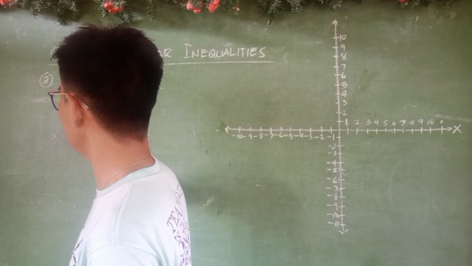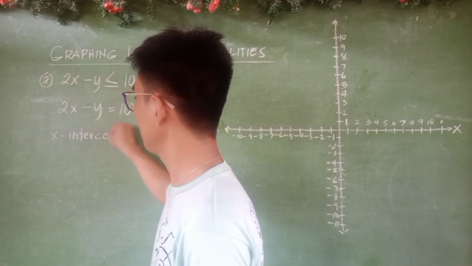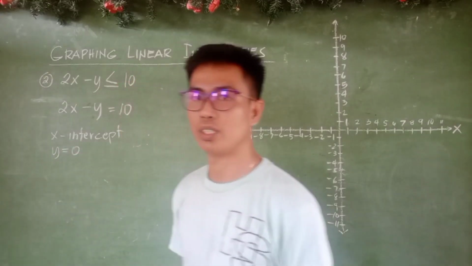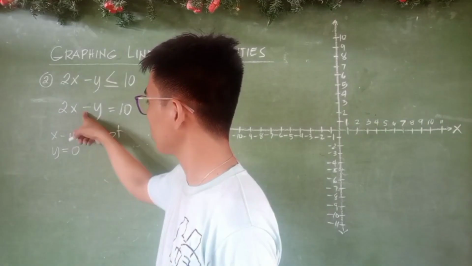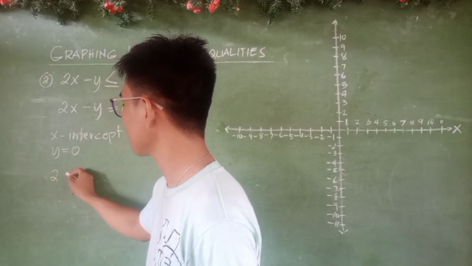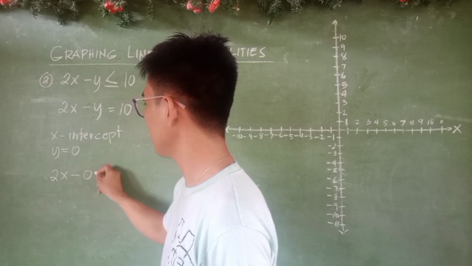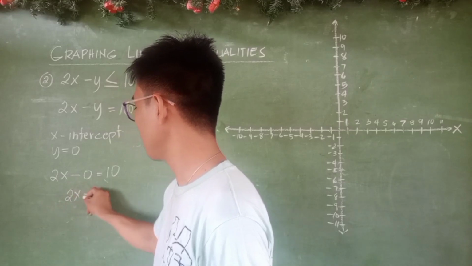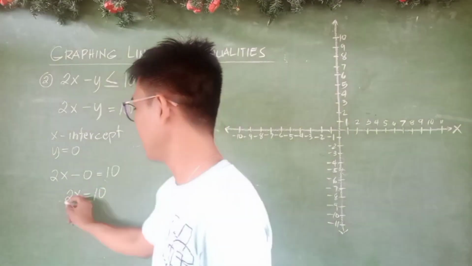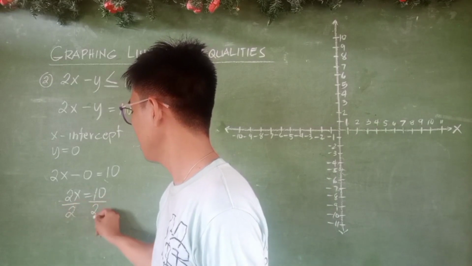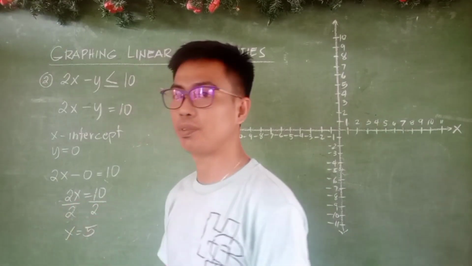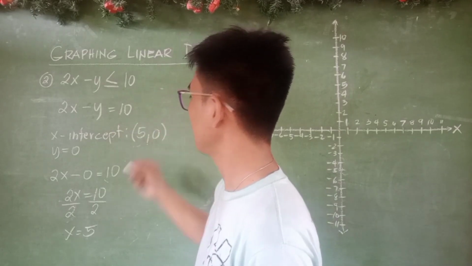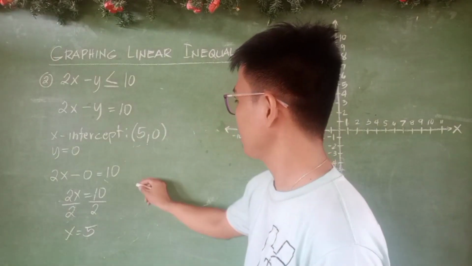So x-intercept, that means y is equal to 0. So substituting the given to the original equation, we have 2x minus 0 is equal to 10. So tanggalin yung 0, that will be 2x equals 10. Then dividing both sides by 2, x will be 5. And for our x-intercept, that is 5, 0.